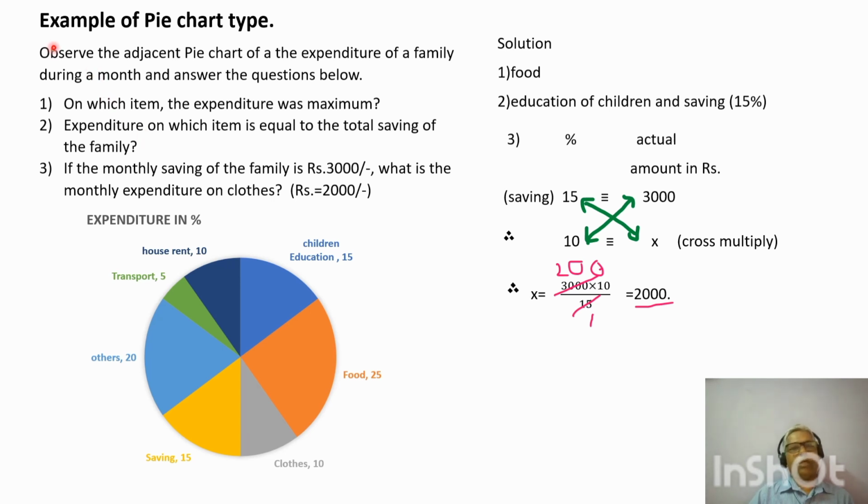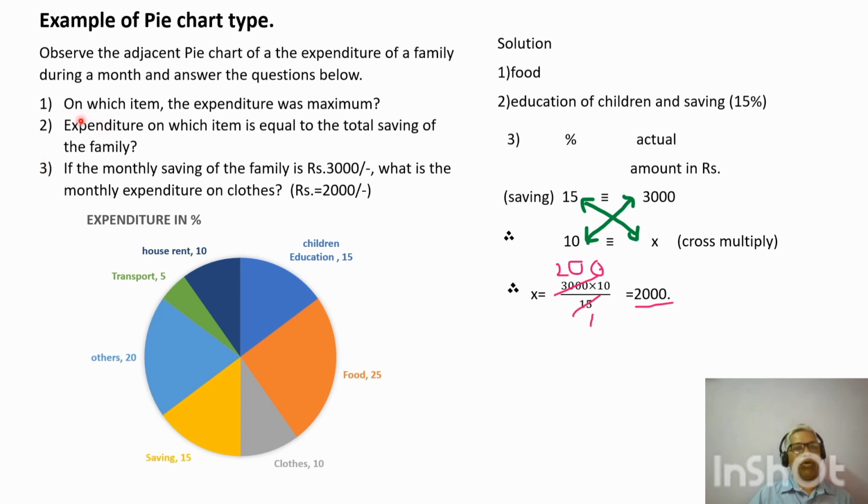This is an example of a pie chart, right? A pie chart is something of this type, where the whole is compared with the parts. This is 100%, and the expenditure is in percentage. So these are percentages of different things. We will observe the adjacent pie chart of the expenditure of a family during a month and answer the questions below. You need to observe this first before reading the questions. Children education is 15%, food is 25, clothes 10, saving 15, others 20, transport 5, house rent 10.